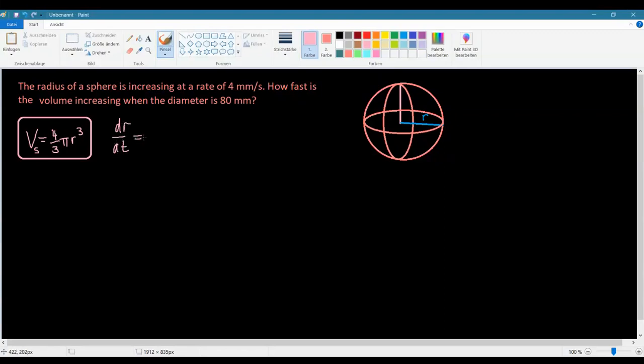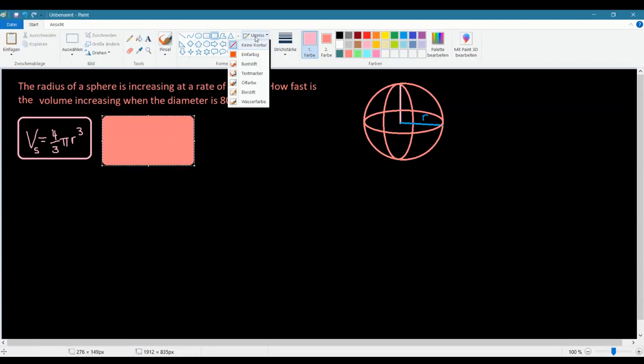Well, not over. It's not a fraction, you guys. It's dr by dt. It's one thing. You can't separate it. Let me just make that clear. I always say over, and I know what I mean, but obviously other people don't know what I mean. And that is 4 millimeters per second. That's important. We're going to need that.